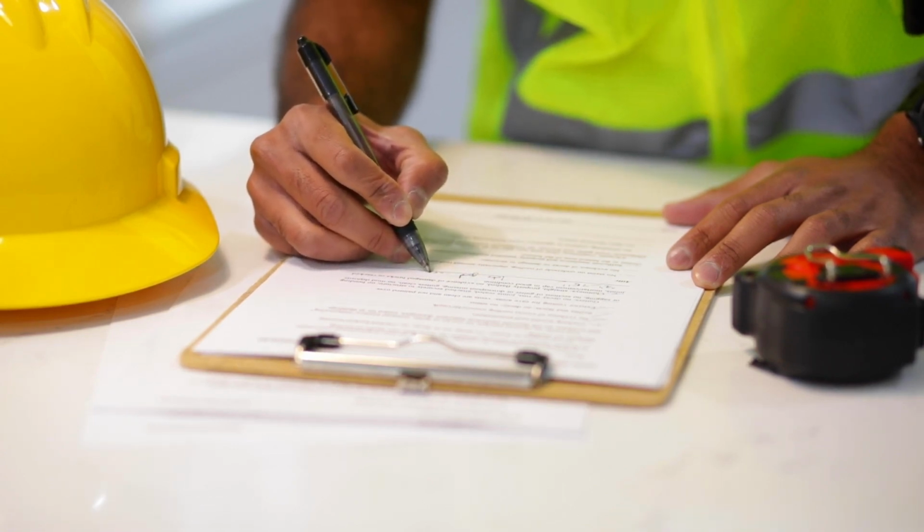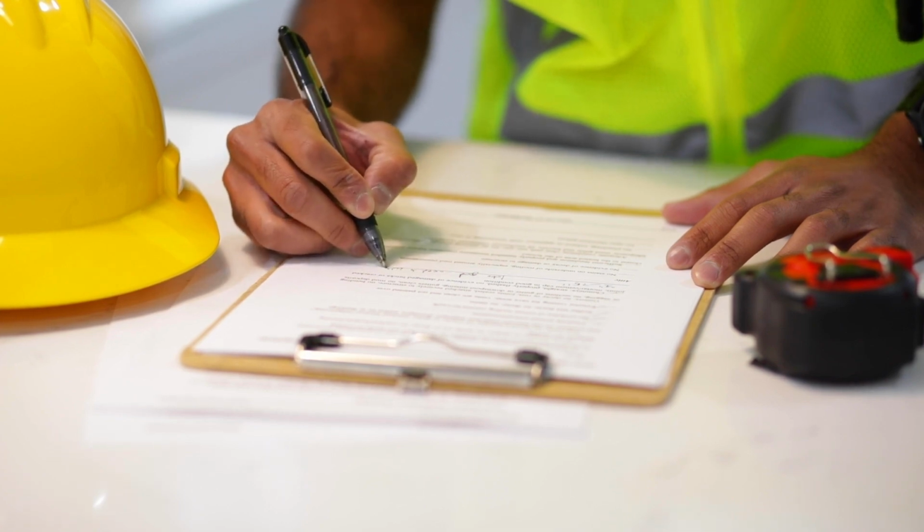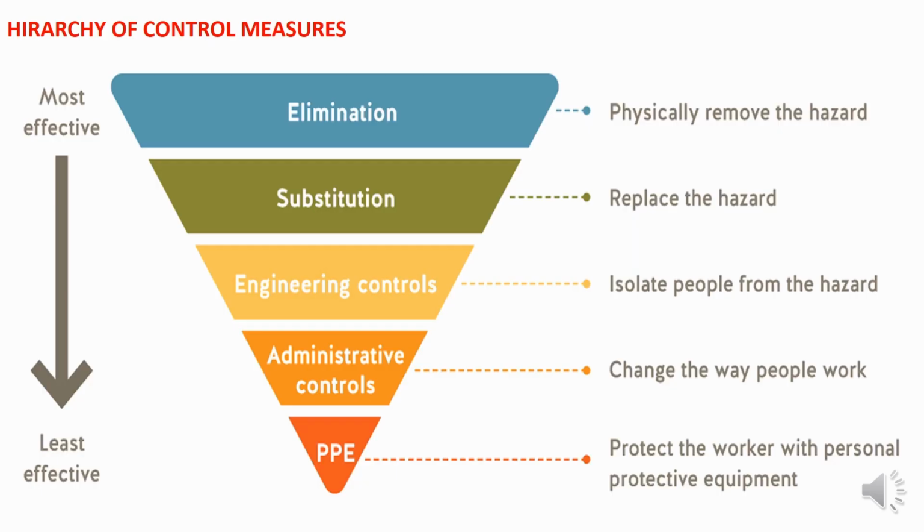So let's talk about how control measures are to be applied before assessing a particular risk. This is the hierarchy of control measures, which shows the most effective to the least effective control measures, and which is used to bring down the risk level as low as reasonably practicable. By applying elimination, substitution, engineering control, administrative control, and lastly PPE, we are trying to bring down the risk as low as reasonably practicable.